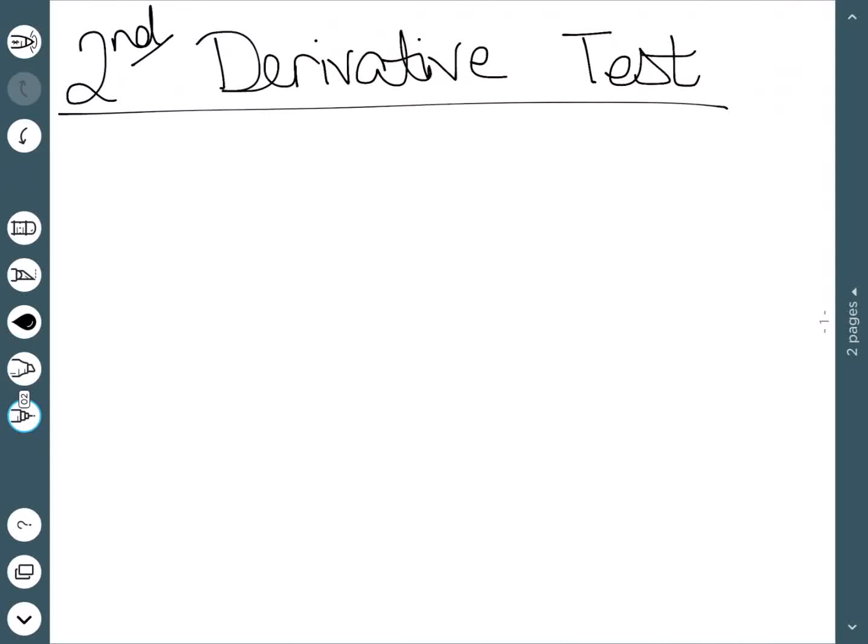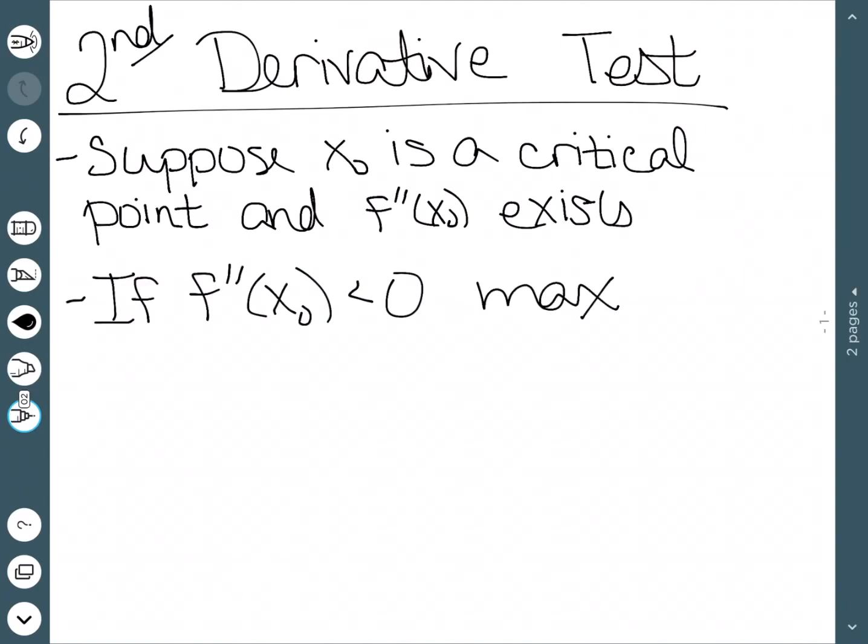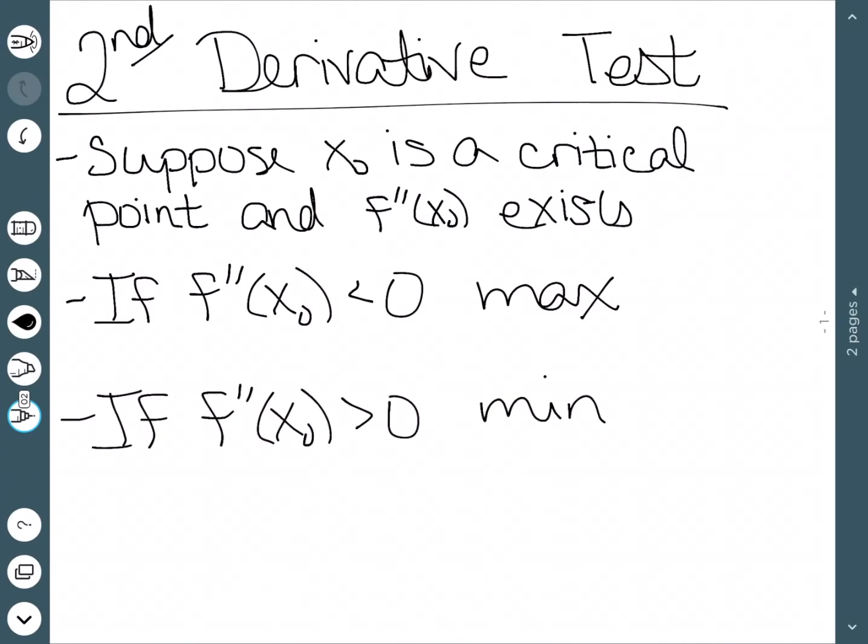We'll now move on to our second derivative test, a way to check even easier if we have maximums or minimums. We're going to start by having our critical points, so we need x0 to be a critical point, and we need the second derivative to exist at this point in the first place. And if our second derivative at this point is less than 0, then we have a maximum. And if our second derivative is positive at this point, then we have a minimum. And that's it.